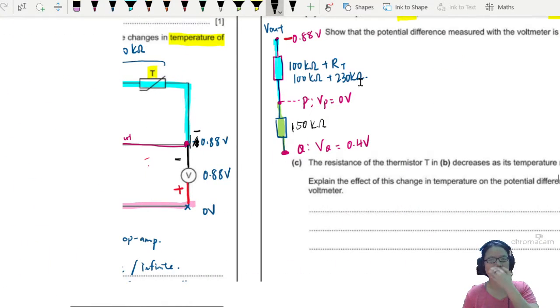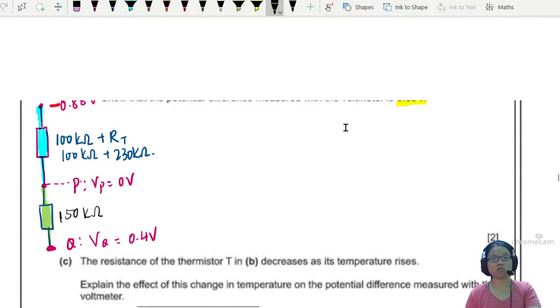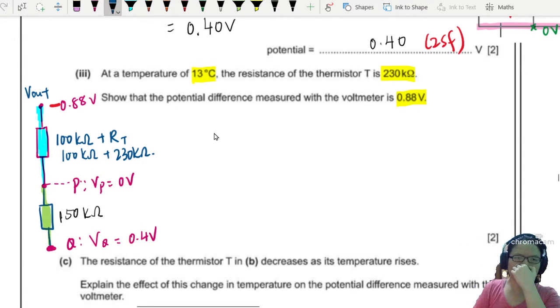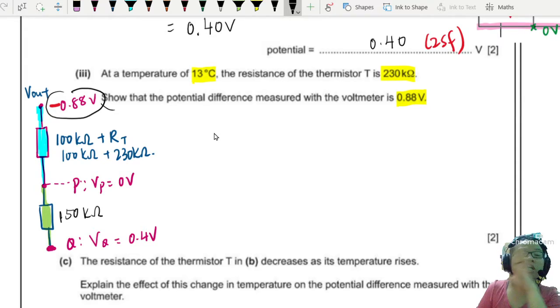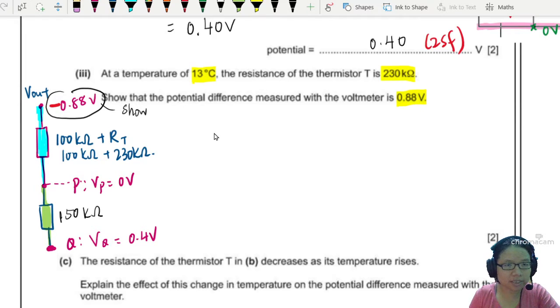So how do you show the potential? The voltmeter reading is 0.88. In this question, they're actually asking you to show the 0.88. Information overloaded. We need to show this, which means we have to pretend we don't know. If we don't know, you can delete it or cover it. You don't want to see it. I delete. So we don't know, and we want to find V out.